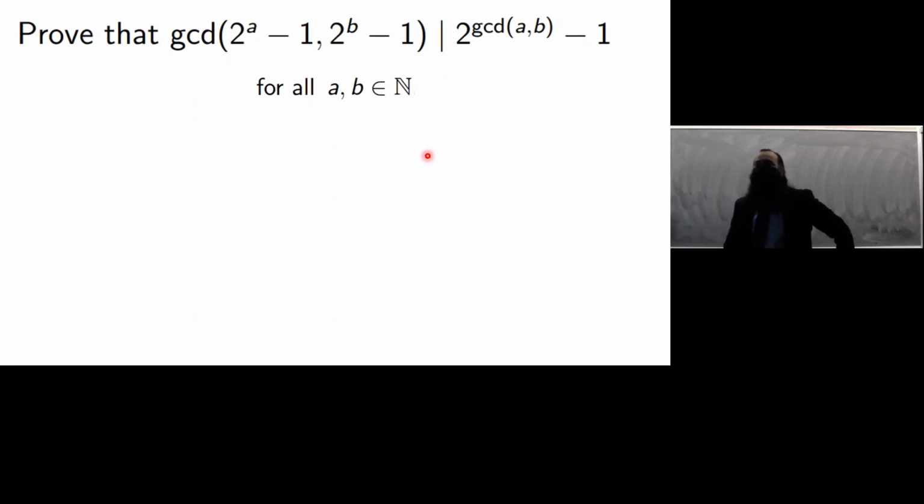Okay, Paige. I tried using the division algorithm to reduce the GCD of 2 to the a minus 1, 2 to the b minus 1. Okay. And then, so you divided 2 to the a minus 1 by 2 to the b minus 1 and got some remainder? Yeah. Okay, what did you get when you did that? I got the remainder as 2 to the a minus b. Okay.